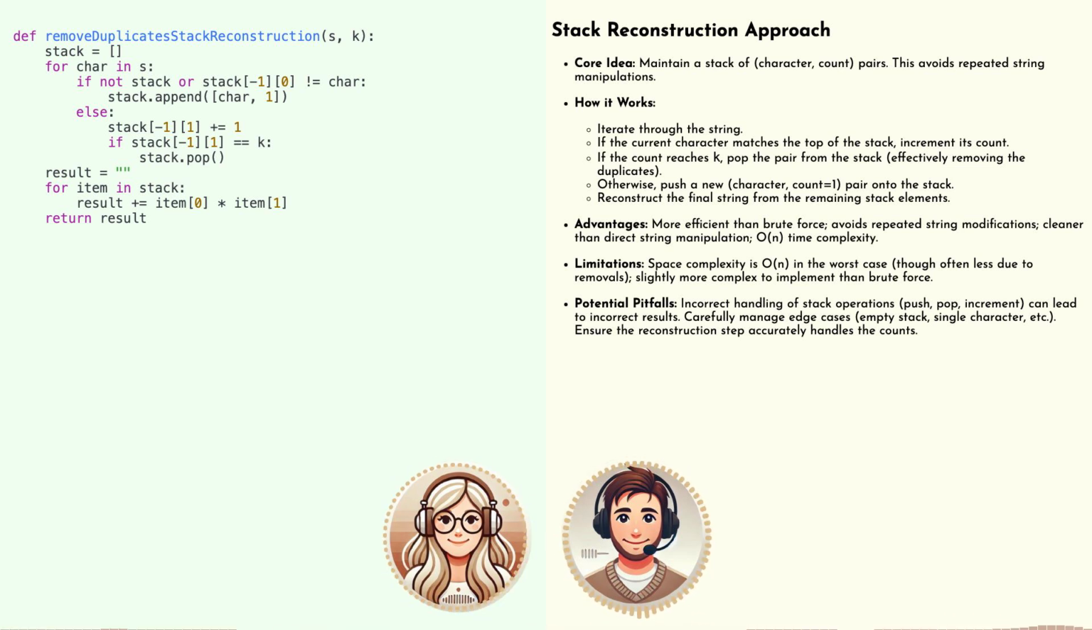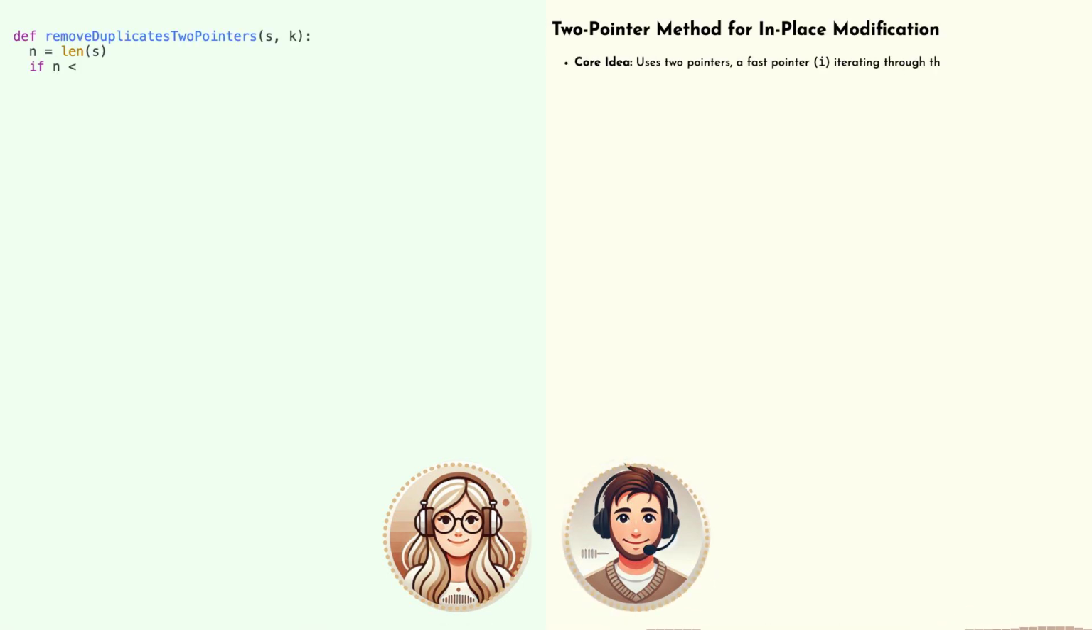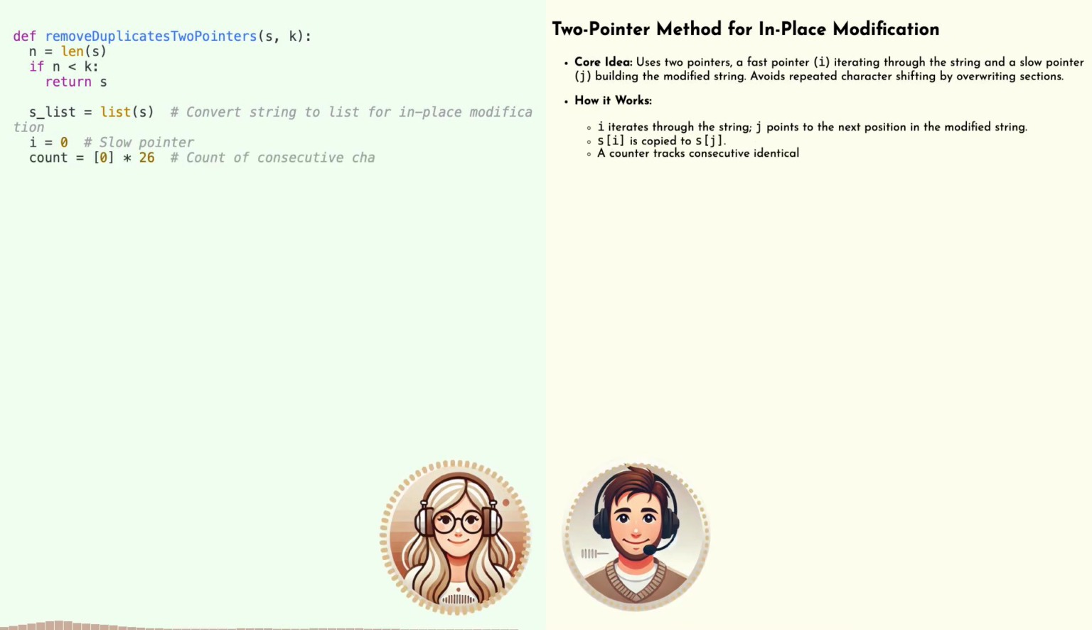What about time and space complexity for this stack reconstruction method? Is it the same as the regular stack approach? Pretty much. It's still O(N) for time complexity, and the space complexity is at most O(N), but in practice it might be much lower. It just depends on how many distinct characters we have after dividing by K. So stack-based reconstruction gives us efficiency, it's elegant, and it even lets us keep the original string intact. But I know there's one more approach we haven't discussed yet, right? Something about two-pointers. You have a good memory.